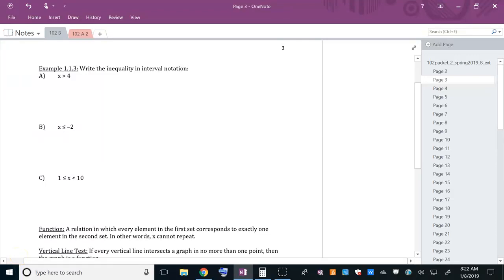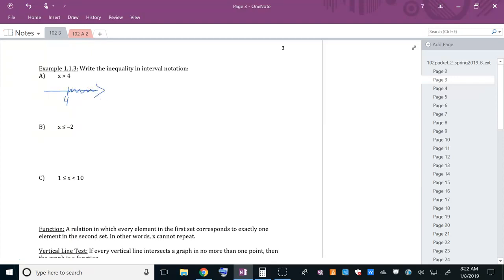Math 102, example 1.1.3. We'd like to look at interval notation. So we have an inequality, and let's start with a number line. So here's my number line. Here's 4. If x is greater than the 4, do I shade to the left or to the right? I shade to the right.